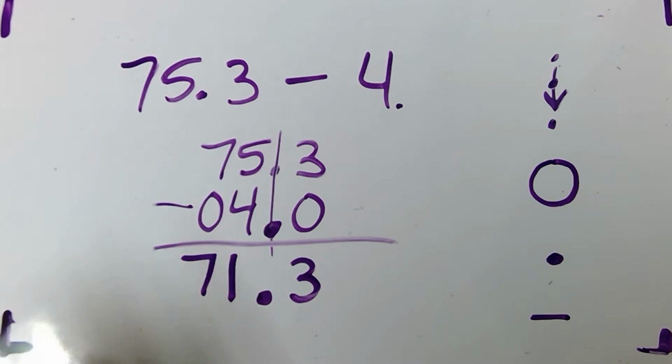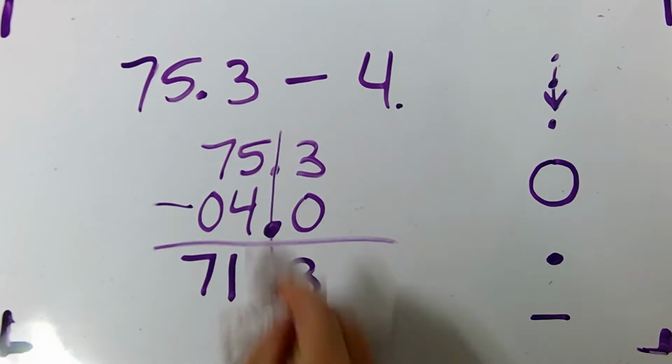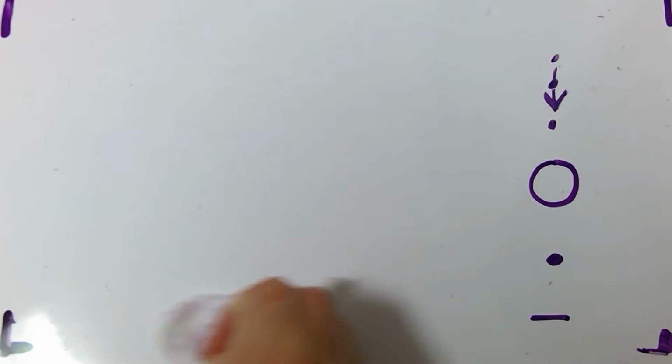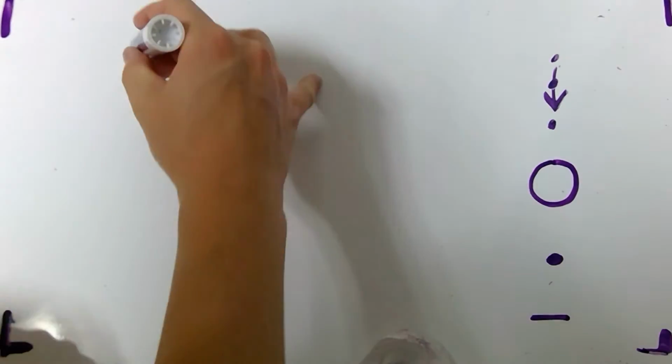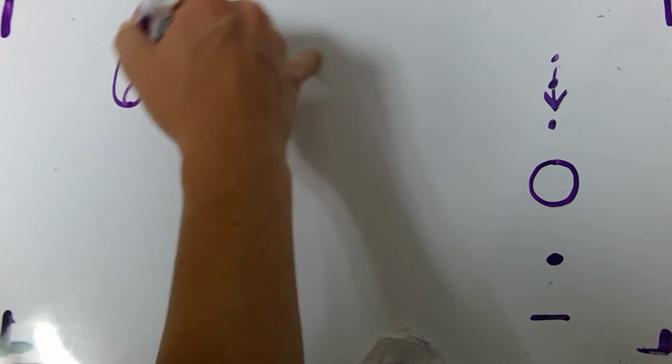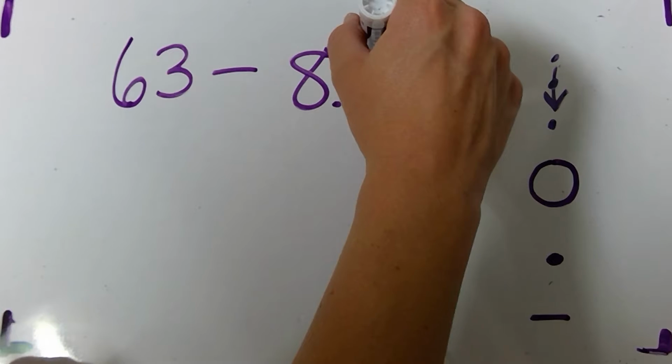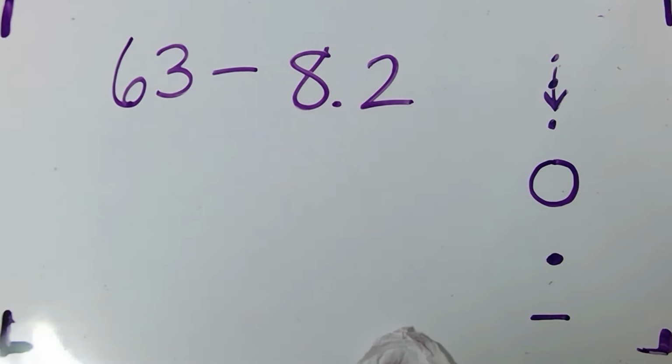And I forgot the subtraction sign again. So our answer is 71 and 3/10. Now let's do a problem where the decimal, or the whole number, is the first number. So how about 63 subtract 8 and 2/10?